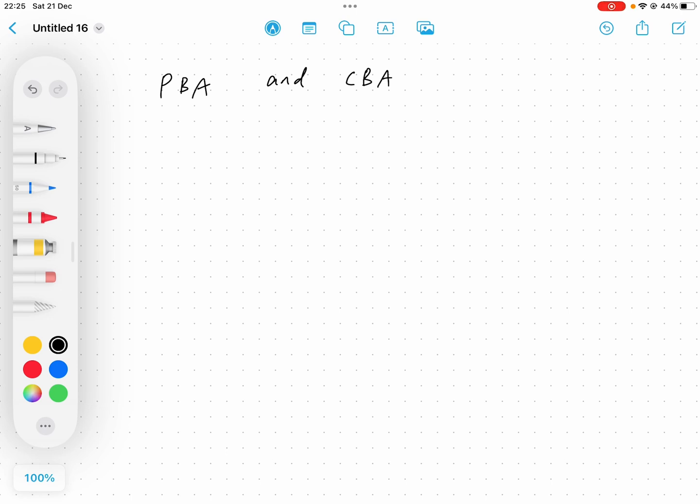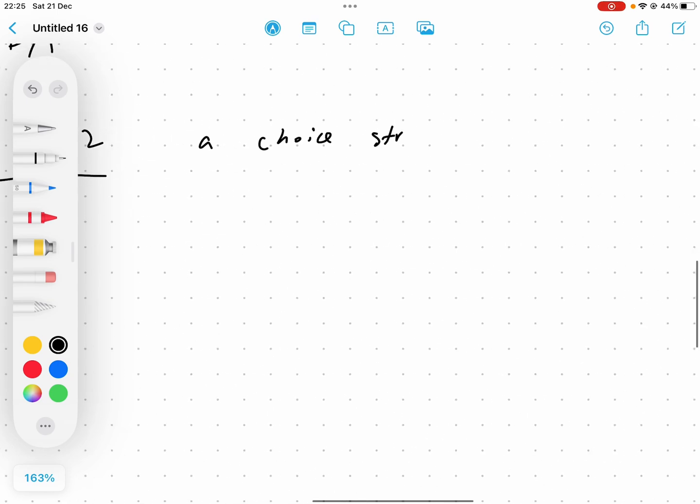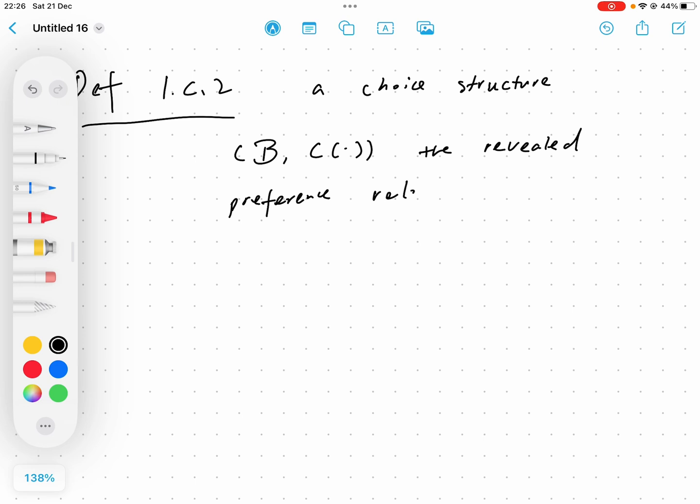The first definition will be the definition in the textbook, 1.C.2. This is a definition for the so-called revealed preference relation. We say that a choice structure, this calligraphic B, and choice rule C, we call this a revealed preference relation.